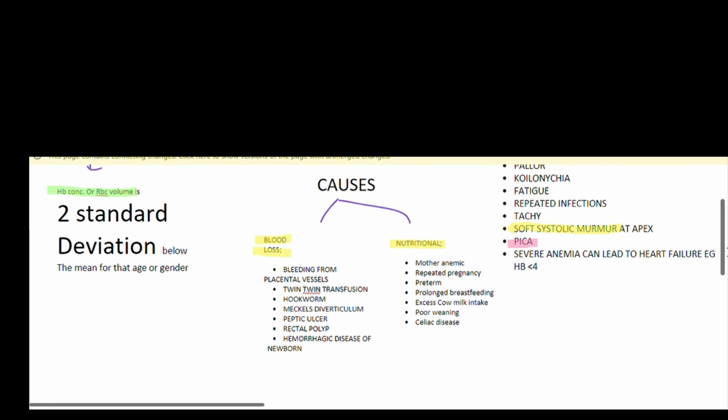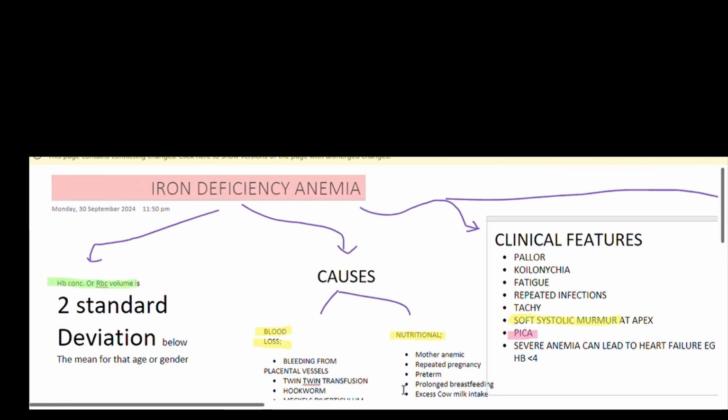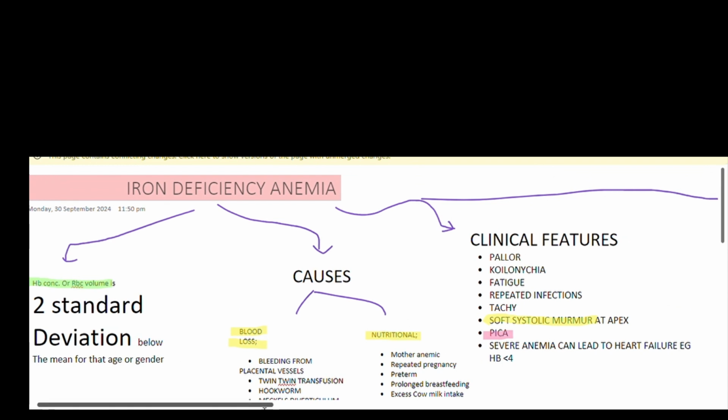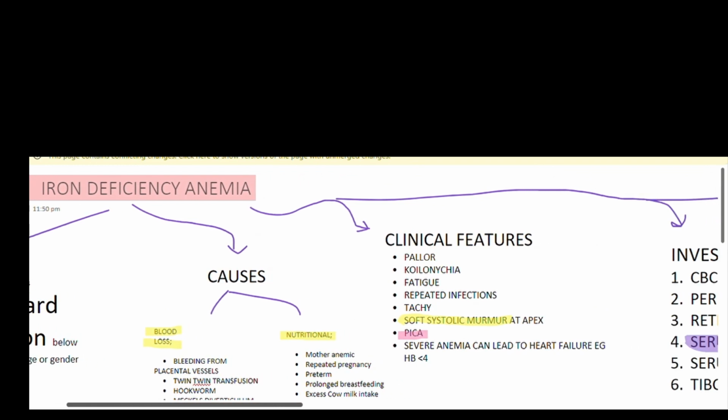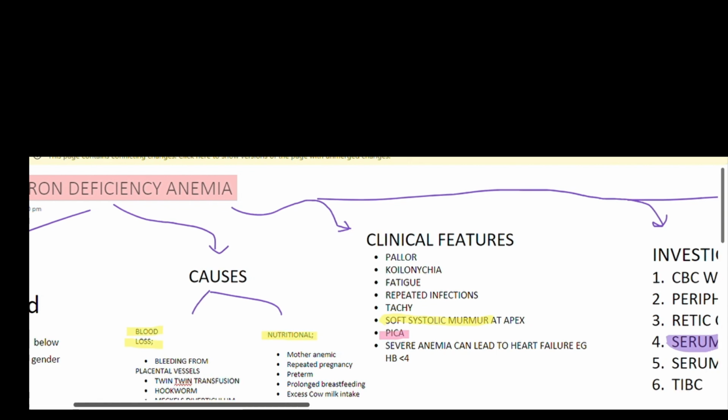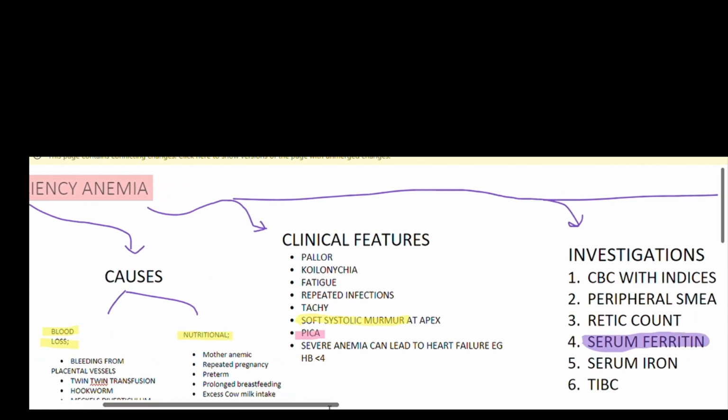So, how does a patient with iron deficiency anemia present to us? Mainly, there is pallor. When you look at the palms of that child or any patient with iron deficiency anemia, they are pale, and the conjunctiva as well is pale.